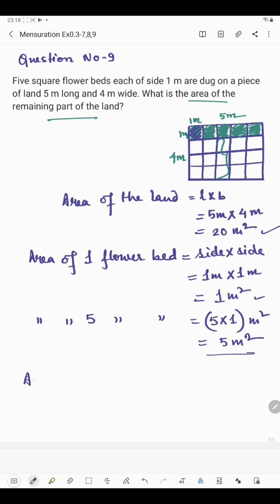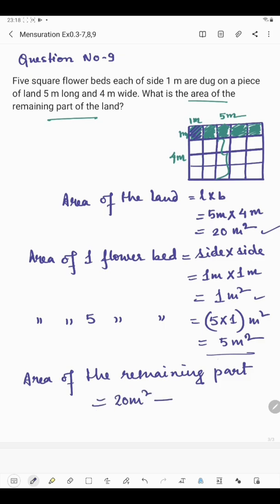So we'll write area of the remaining part is the area of the total land, which is 20 meter square, minus the area of the 5 square flower beds, which is 5 meter square. So if you subtract 20 minus 5, we'll get 15. So it's 15 meter square, and 15 meter square is the area of this white portion, means the area of the remaining part of the land.